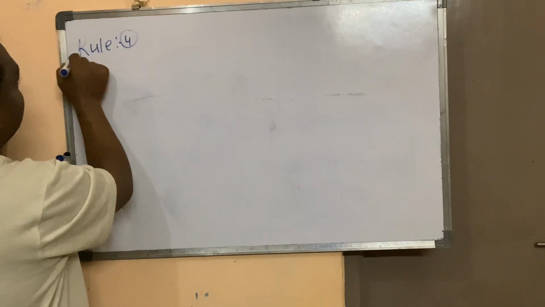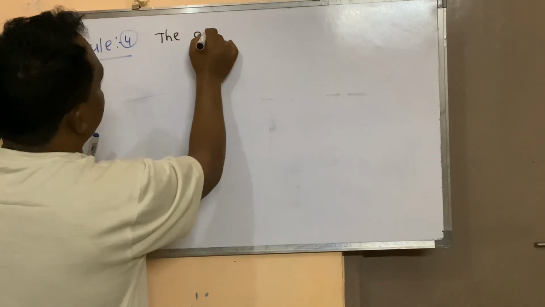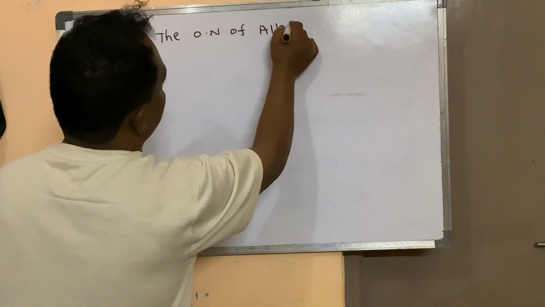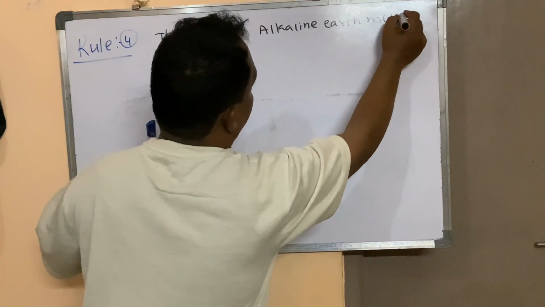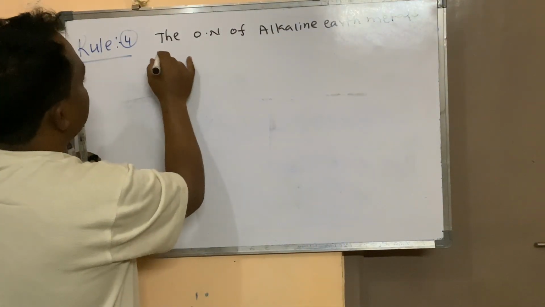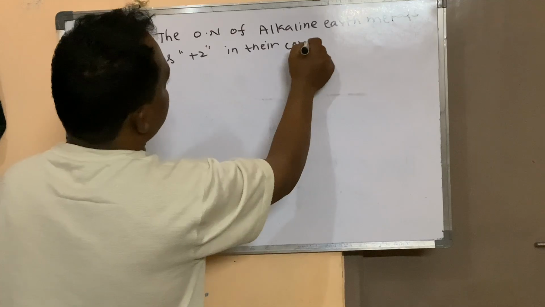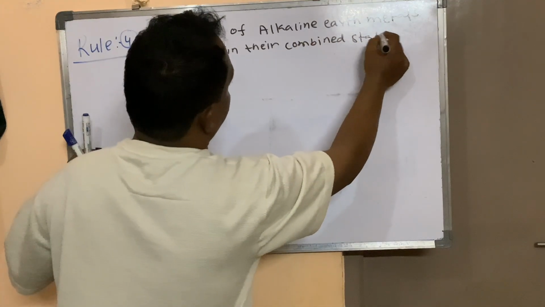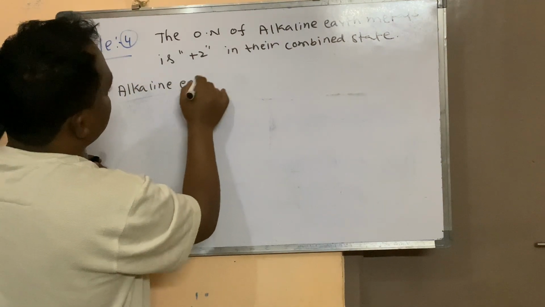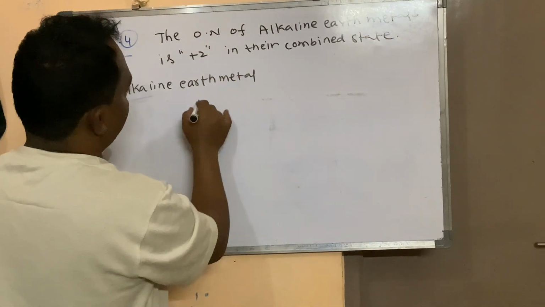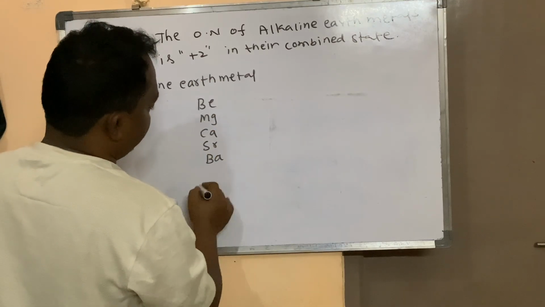Rule number 4. The oxidation number of alkaline earth metals is plus 2 in their combined state. Do you know what the alkaline earth metals are? Alkaline earth metals are beryllium, magnesium, calcium, strontium, barium and radium.